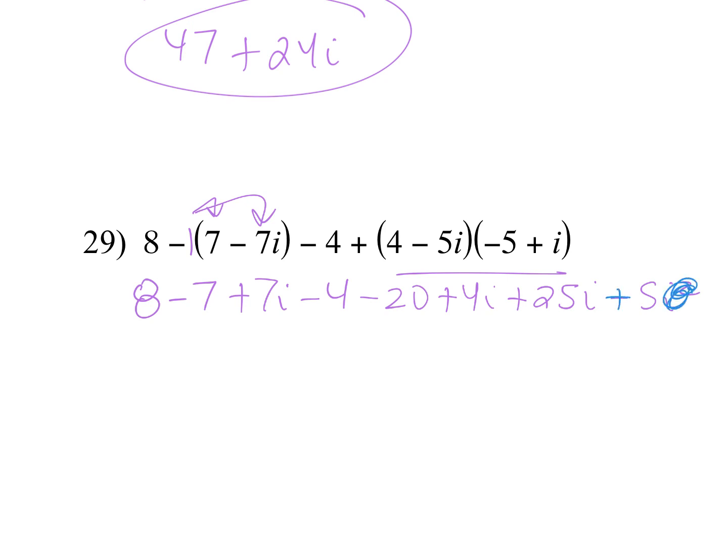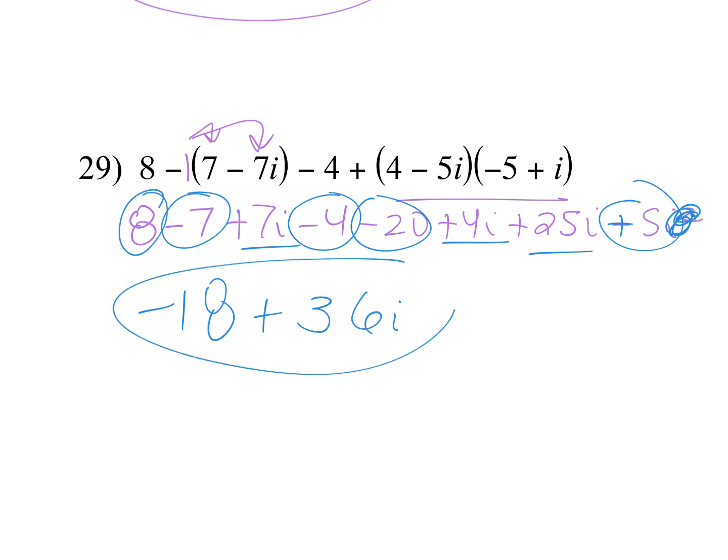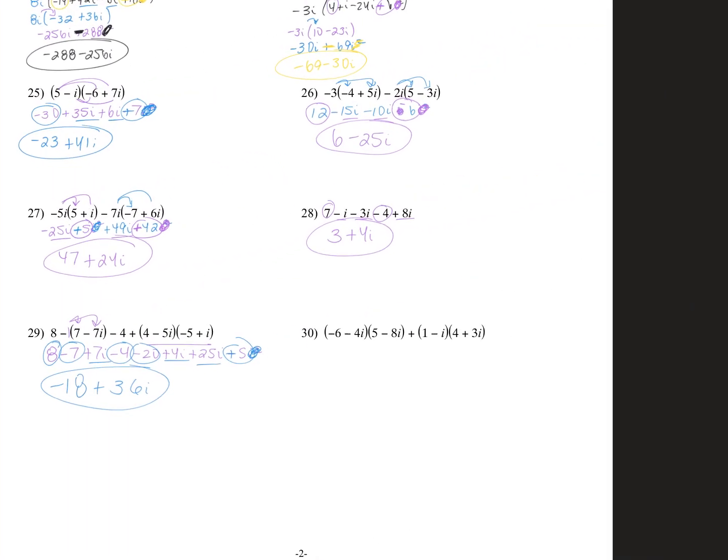Good. So real with real. What's 8 minus 7? 1 minus 4. Negative 3 minus 20. Negative 23. And then I have plus 5. Negative 18. Good. 7i plus 4i, 11i, plus 25i. Plus 36i. Good job. All right, last one.